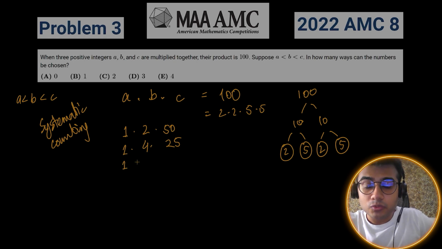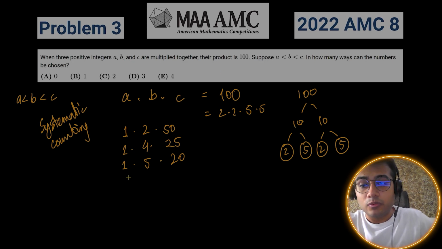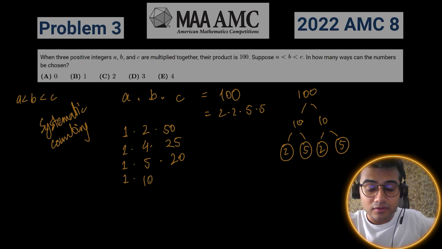Okay. Then if A is 1, the next highest B can be is 5. If A is 1, B is 5, then what is left behind is 2 2s and a 5. So that would be 20. So that's another possibility. Now, what is the next highest B can be? Well, B can be 10, but then a 2 and a 5 are left, so C has to be 10 as well.